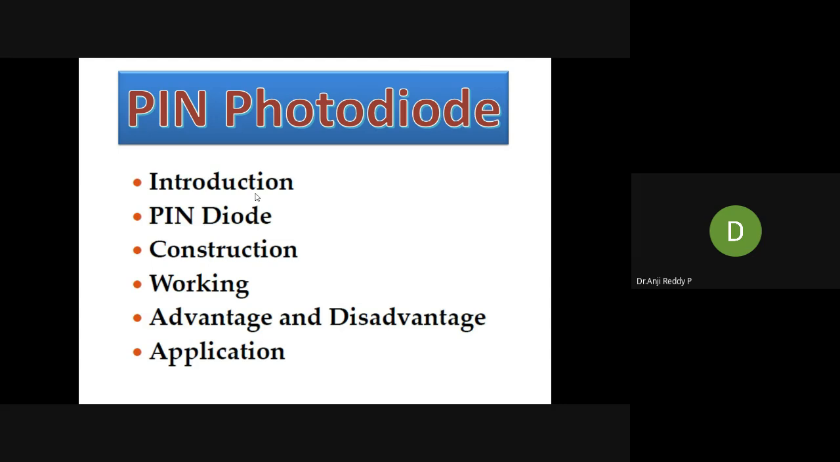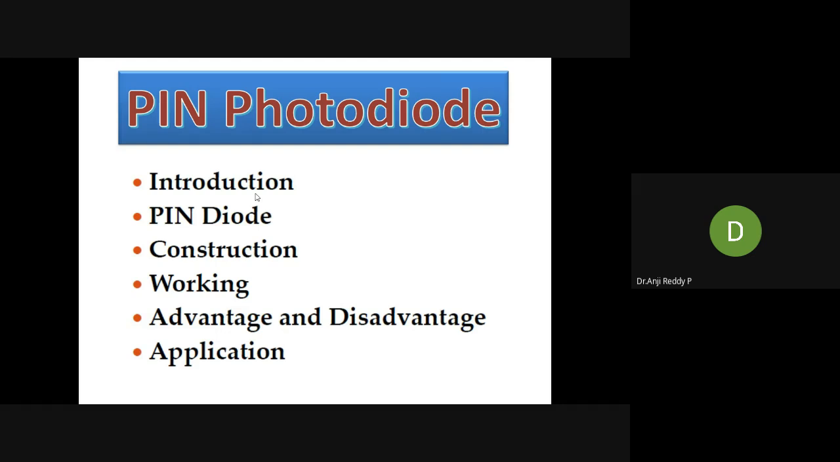The concept is the same. In solar cell and PIN photodiode, light energy is converted into electric energy. What is the meaning of solar cell? It is a photovoltaic device which converts light energy to electrical energy. Very good. Even the PIN diode converts light energy to electric energy.